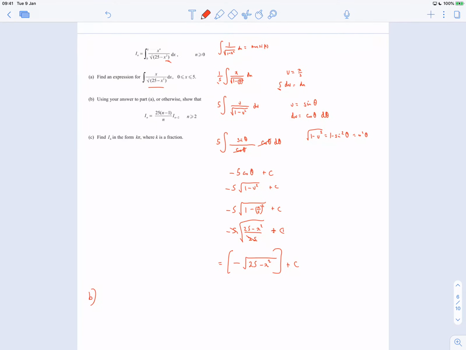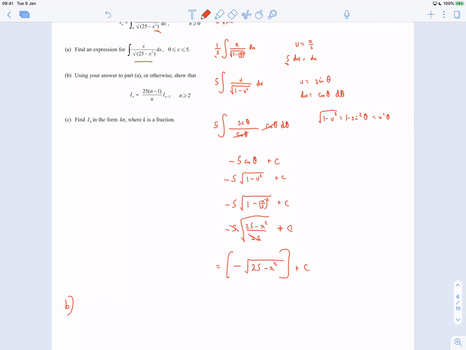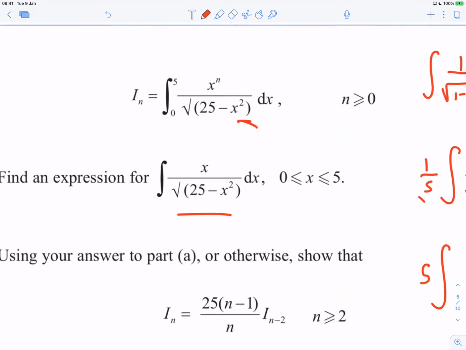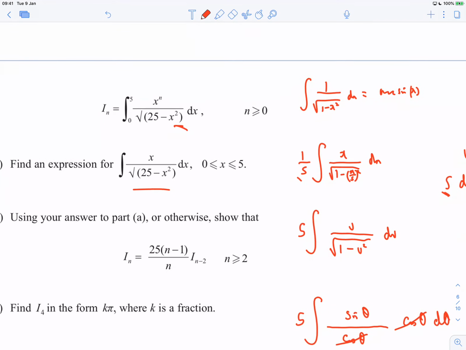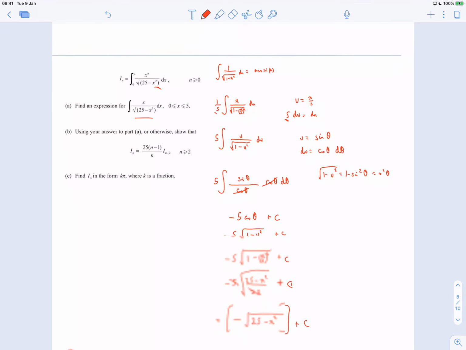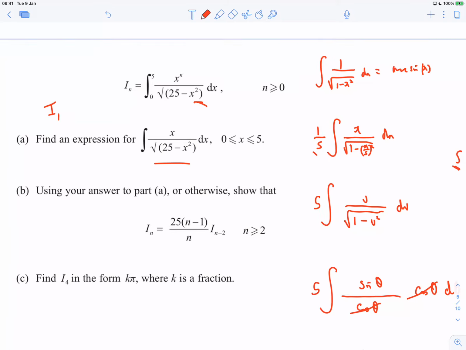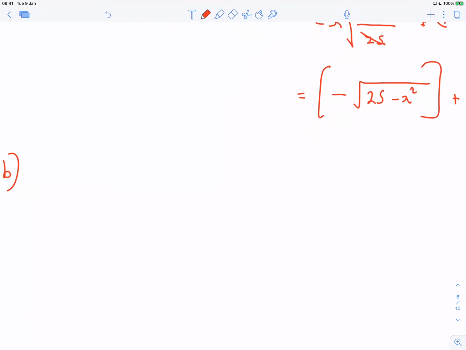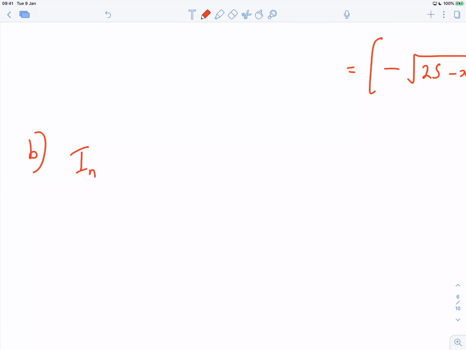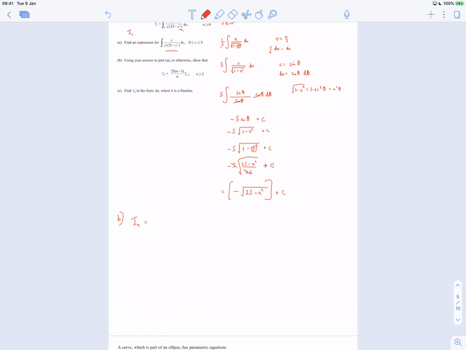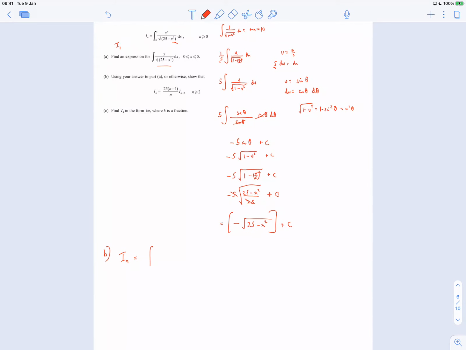Right. B, using the answer to part A, show otherwise that I of n equals that. Okay, so look, very carefully, what have you actually done? Well, what you've actually done, you've actually worked out what I of 1 is, haven't you? Okay, fine. How about we write it down? We just write it down. Being able to do these things is quite difficult, not because the process is difficult, but spotting what you need to do is actually quite tricky.